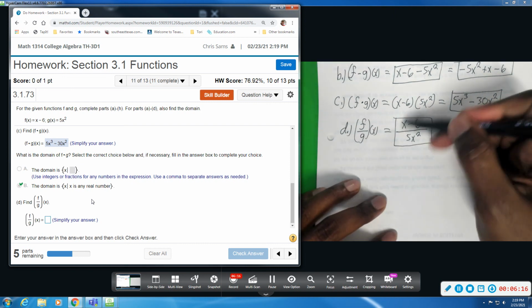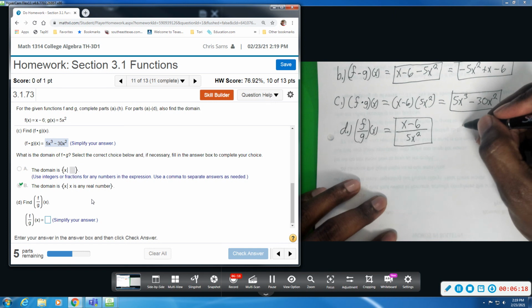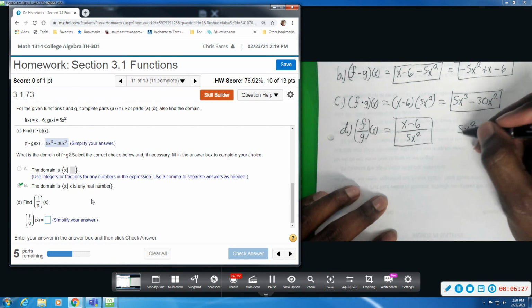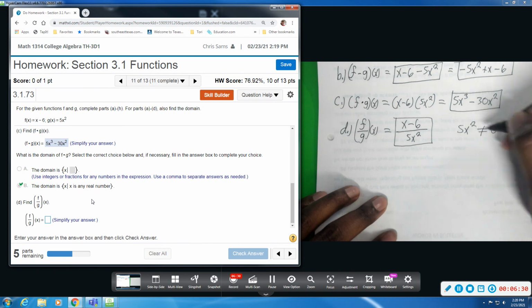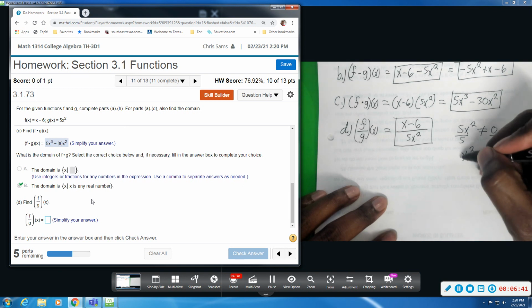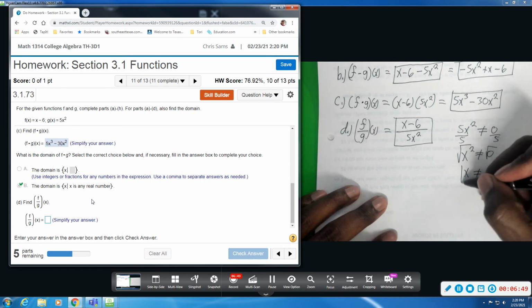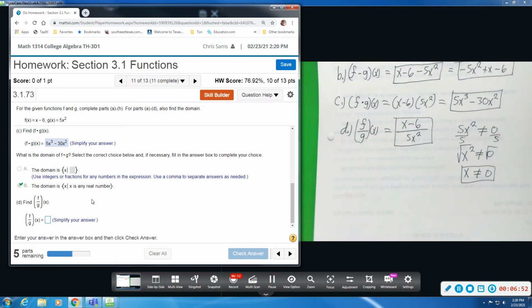So this time we do have a fraction, so we take whatever's on the bottom and we set it not equal to 0. And then we solve. So 5x squared not equal to 0, solve for x. We would divide by 5 first, leaving me with x squared is not equal to 0, because 0 divided by any number is 0. And then we take the square root, and you've got plus or minus, but 0 is neutral, so you just have x cannot be equal to 0. Yeah, that should be good to go.